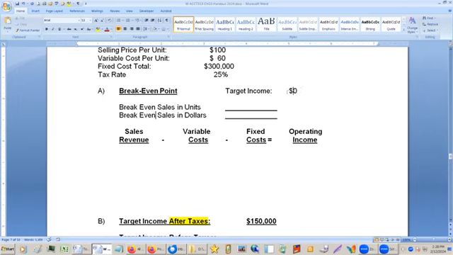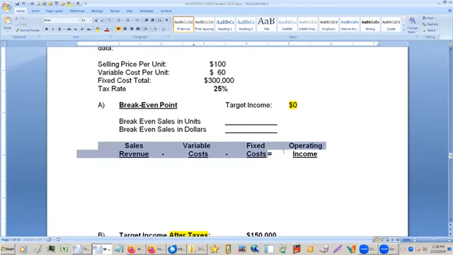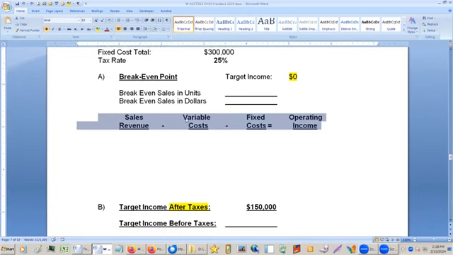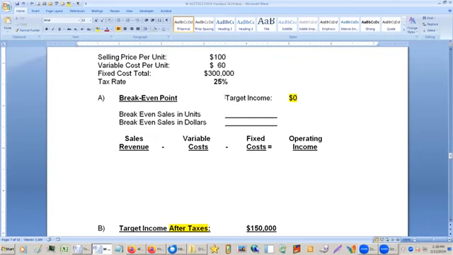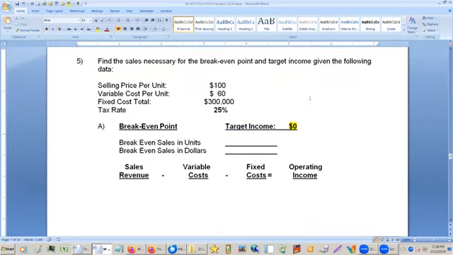At breaking even, our income is 0. We have a tax rate of 25%. And we'll notice that the taxes is not in our little equation here, so we'll have to make some adjustments. Let's take the first one first, though. Our break-even point. Taxes will actually not have any impact on your break-even point.